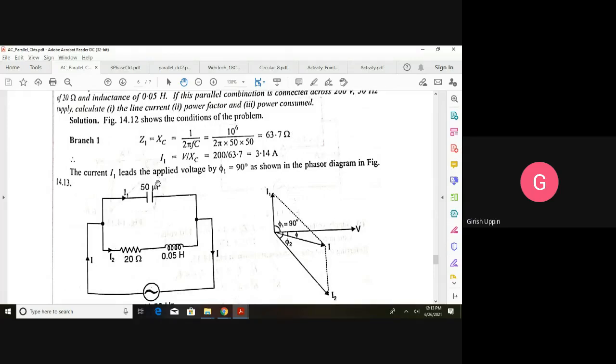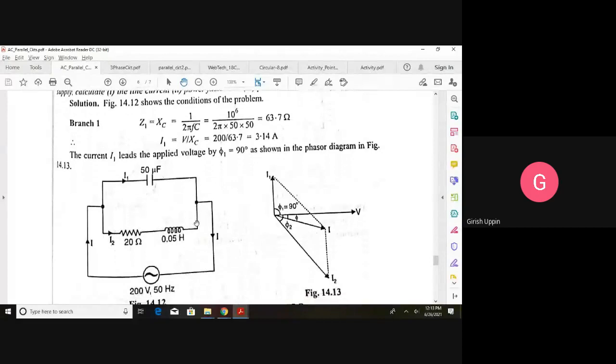The minute you have C given, L given, if you know the frequency, first calculate XC. So this impedance Z1 is XC. XC is equal to 1 by 2 pi FC. You substitute the values, you get 63.7 ohm. Then the applied voltage across this is known. How much is that? 200, right? I1 is equal to V divided by XC. V is 200, XC is 63.7, so this current is 3.14 amperes.